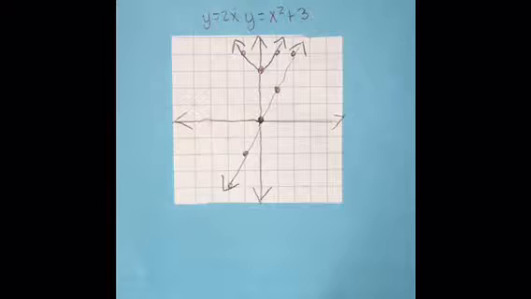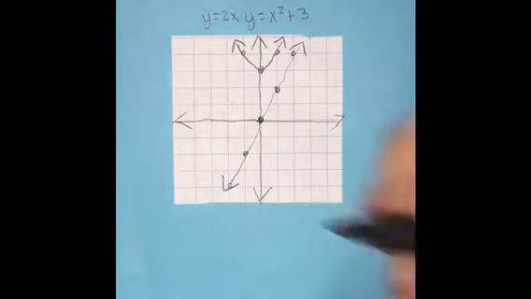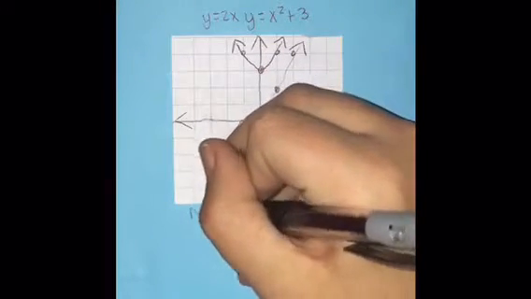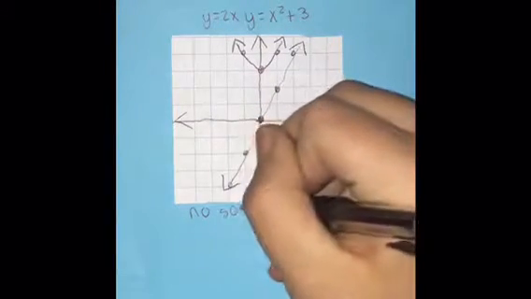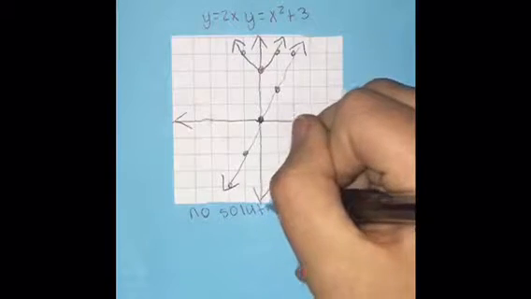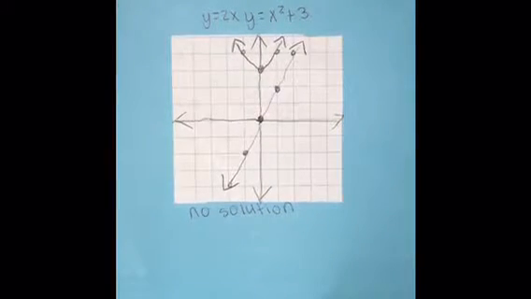From both of these functions graphed, we can tell that these do not intersect at any point. Therefore, we can conclude that there is no solution to this system. And that's all we need to know.